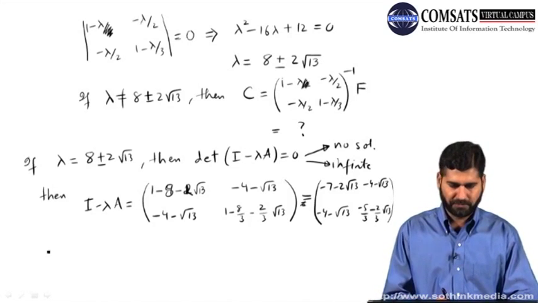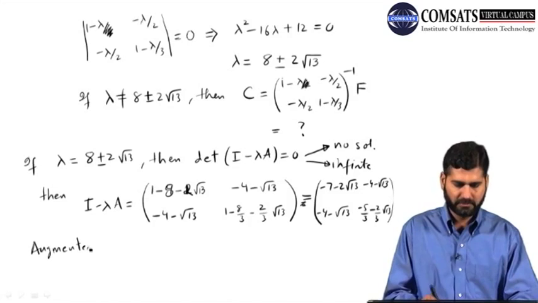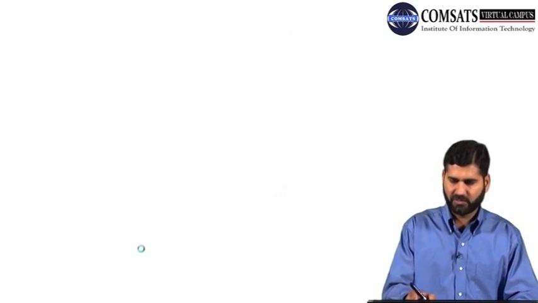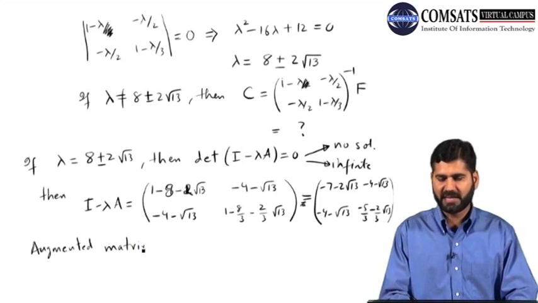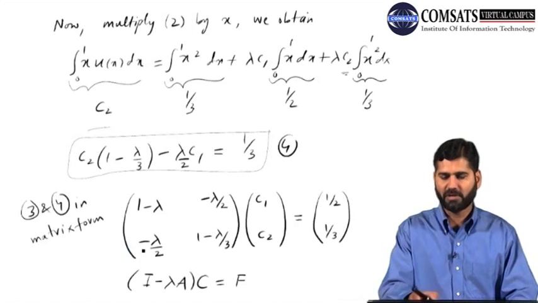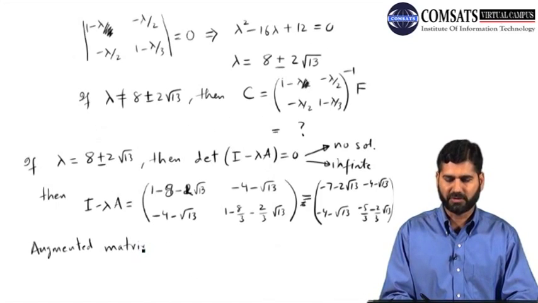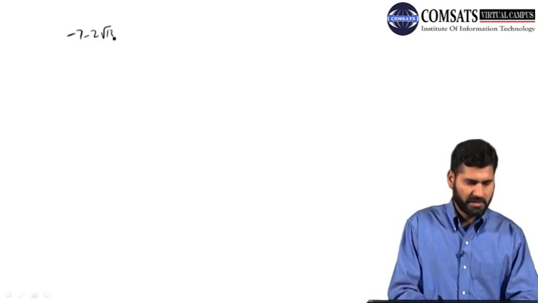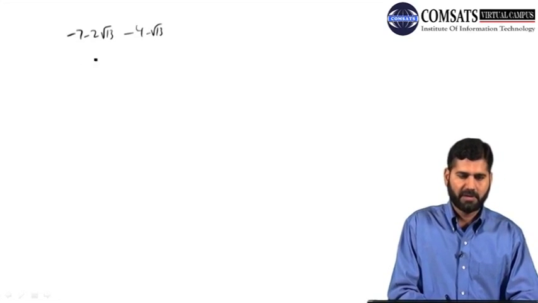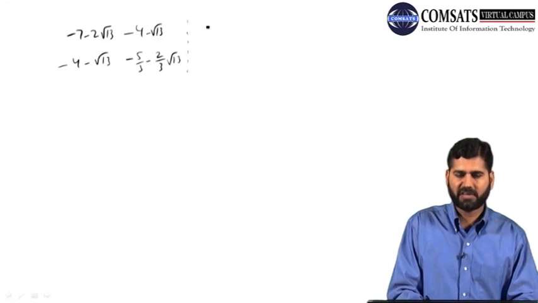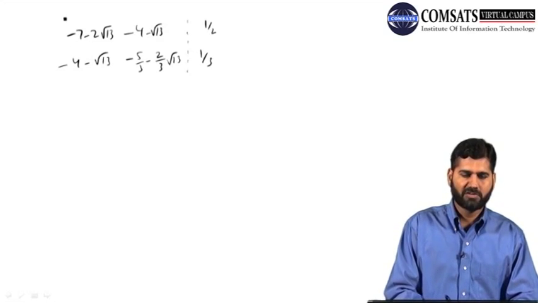So if you take the augmented matrix of the system, the augmented matrix will be this coefficient matrix with the right hand side. What is your right hand side? 1 by 2, 1 by 3, right? You need to solve it. So the rows are minus 7 minus 2 square root of 13, minus 4 minus square root of 13, and minus 4 minus square root of 13, minus 5 by 3 minus 2 by 3 square root of 13. This is your coefficient matrix, and 1 by 2, 1 by 3 is your right hand side. So you need to solve it.